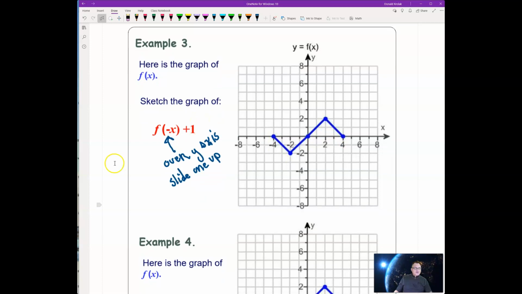Okay, so first thing I'm going to do is reflect it. Okay, so there it is, flipped over the y-axis, and now what I'm going to do is just take that entire graph and slide it 1 space up. And then there's my solution.